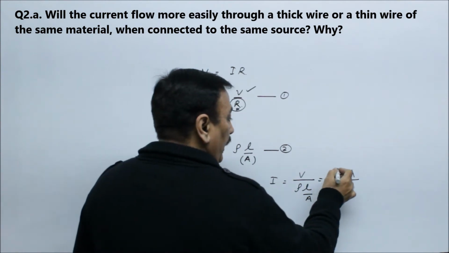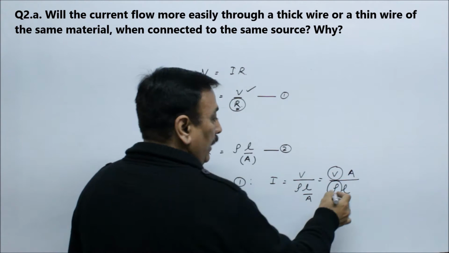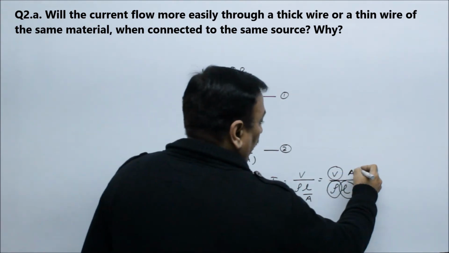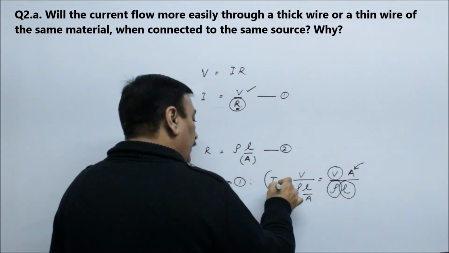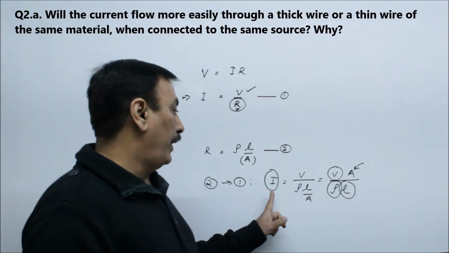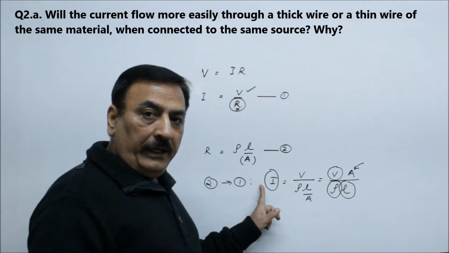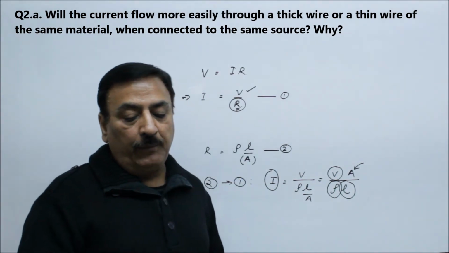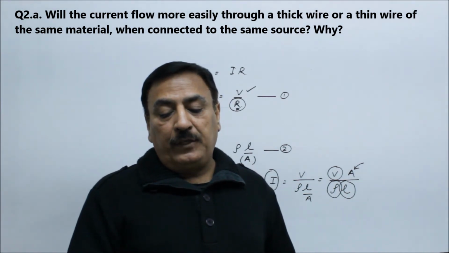Now, as the value of V is same, material is same, so the value of resistivity is same, and length we are keeping the same. So the wire which has got larger value of area will have larger value of current. So easily you can make out the thick wire, through the thick wire the current will flow easily. So with that we complete A part of the question.